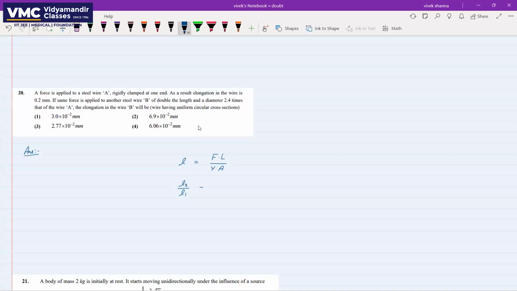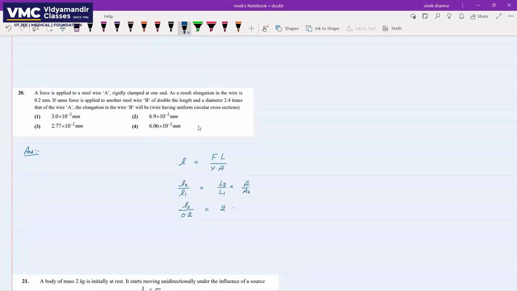L2 upon L1 that is equal to, it will become capital L2 upon capital L1 as क्योंकि elongation area of cross section के inversely proportional है. So this will become A1 on A2. L2 की वैल्यू हमें फाइंड करना है. L1 it is given as 0.2. फाइनल आंसर मिलीमीटर में ही फाइंड करना है.